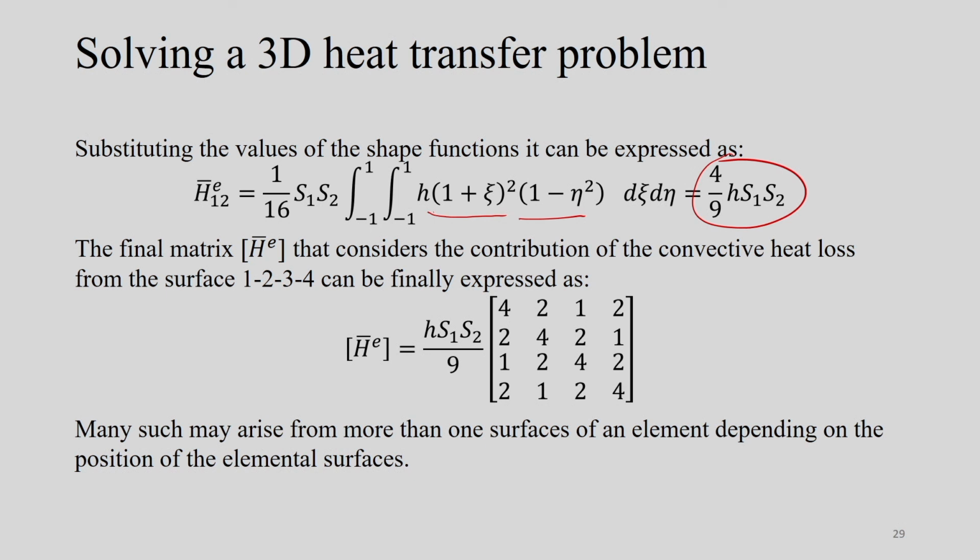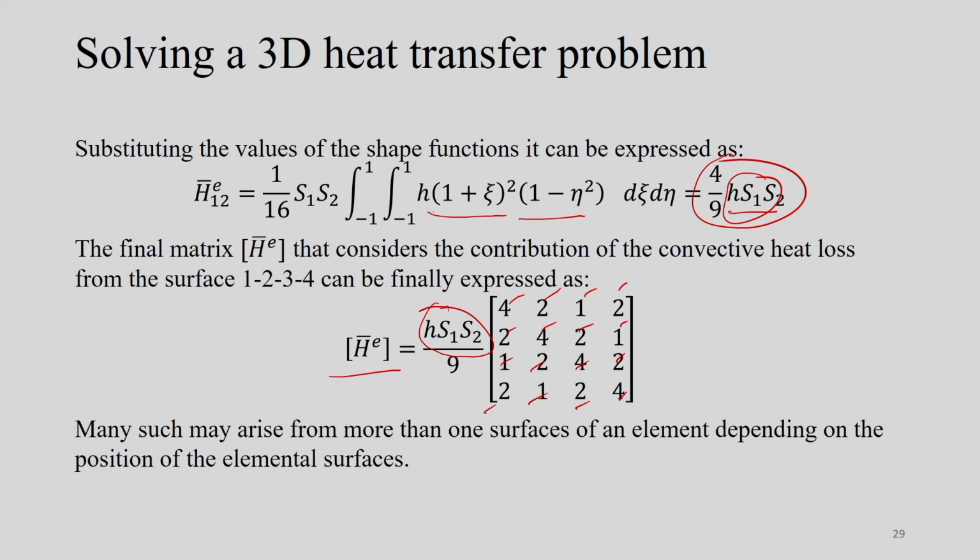Then it is finally expressed like that for the surface 1, 2, 3, 4, if a surface is associated with a particular 4 nodes, then HE can be estimated like this, or in terms of the constant H S1, S2 by 9. We can estimate this way also, directly do the integration, and then we will be able to find out the coefficients of this matrix, and that way we can estimate on the surface also. So, this way we can estimate all the components of a particular element.